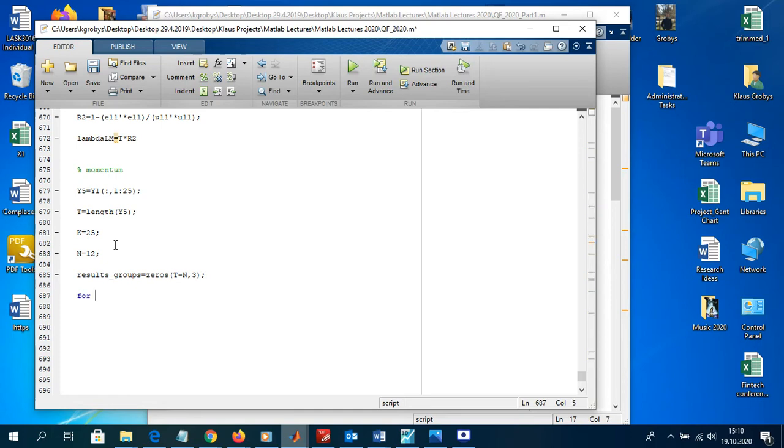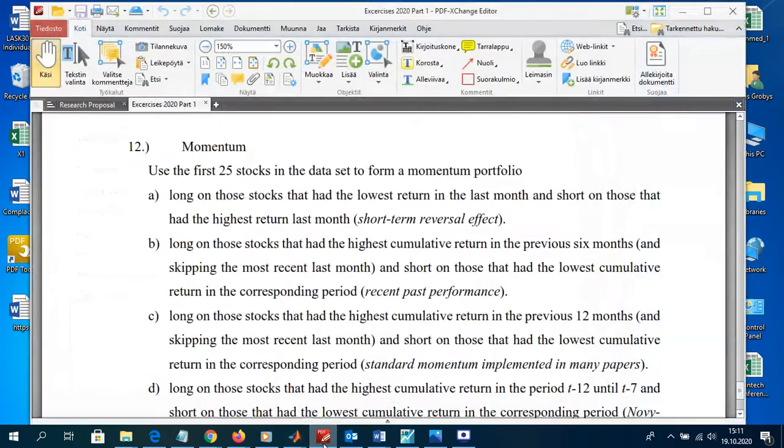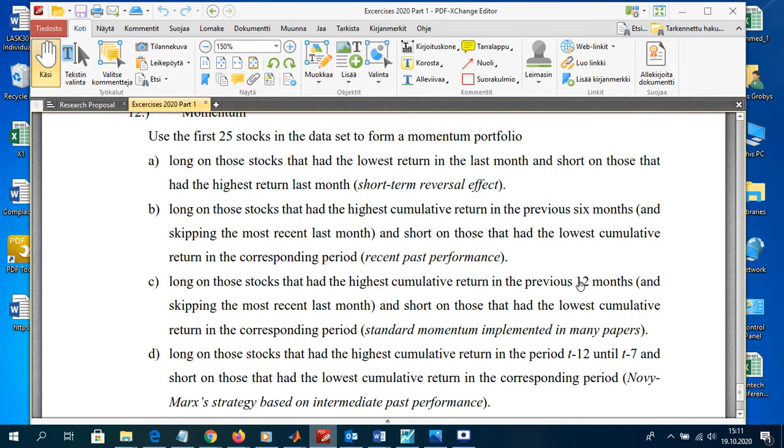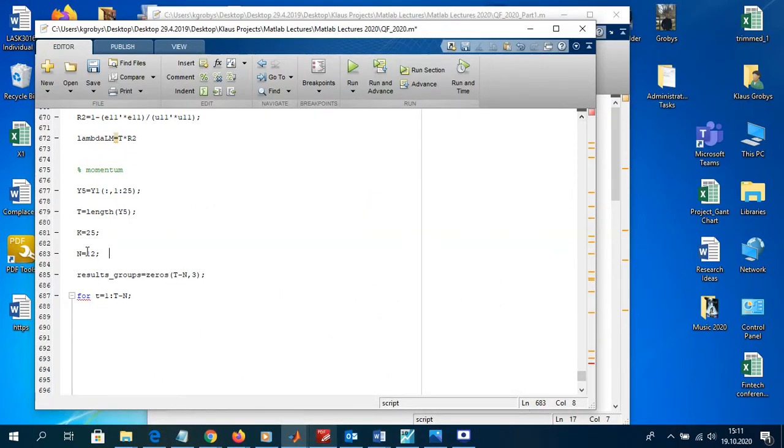Then we start our for loop, where t runs from 1 until T minus N. Because N denotes our rolling time window, we need this, as our strategies start at time t minus 12. Capital N denotes the time of portfolio formation, and we go a maximum of 12 months back in time when we start to compound the cumulative returns. Here we go only 1 month back, and in strategies C and D we go 12 months. That's why our N is 12.